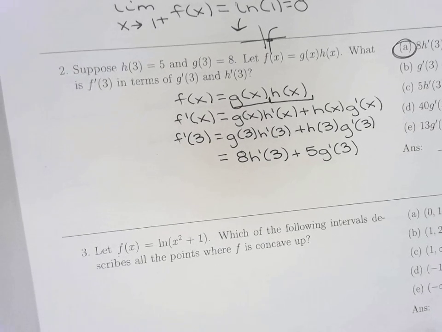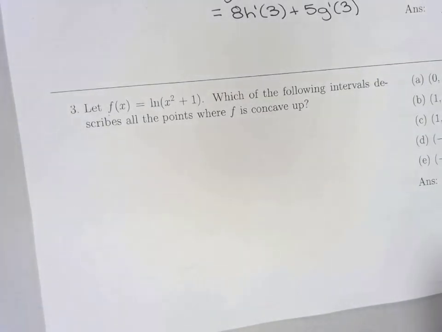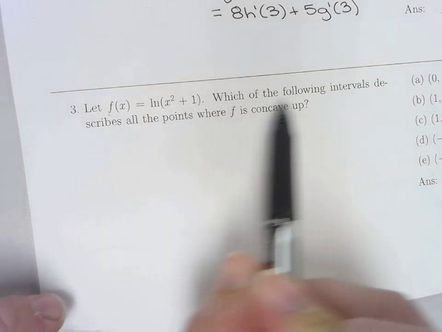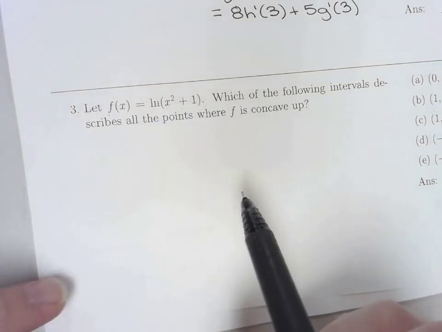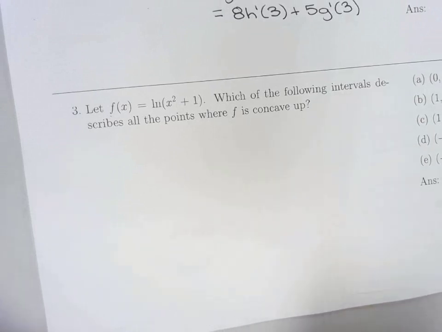Okay, 3. Again, seen these a lot. Concavity, increasing, decreasing. So hopefully we hit it over and over again. f of x equals ln of x squared plus 1. Which of the following intervals describes all the points where f is concave up? Second derivative. Concavity is second derivative. Set equal to 0 or where it's undefined. So we need to find inflection points and then split up the domain. So let's go ahead and find a domain for this one because that's what we're going to use to split up.